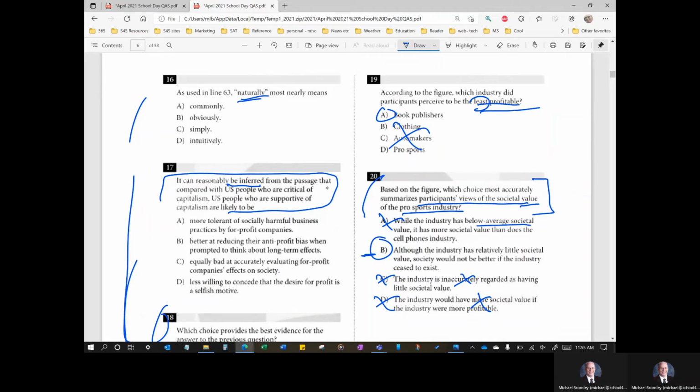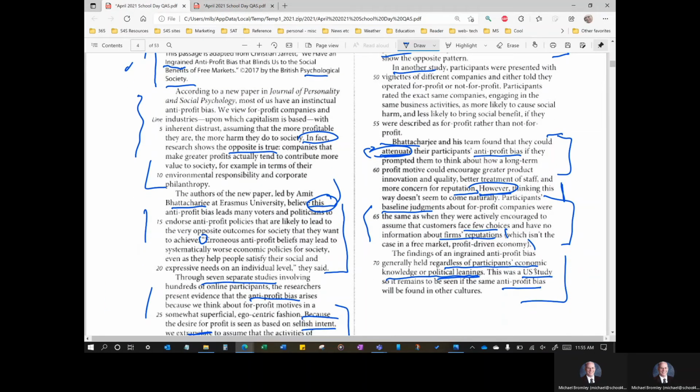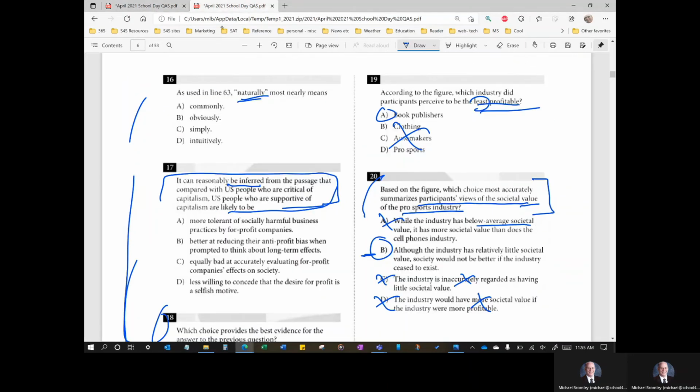We're inferring that compared with U.S. people who are critical of capitalism, U.S. people who are supportive of capitalism are likely to be something. And I think I know where we're going with this, because it said that people, regardless of their economic knowledge or political leanings, have that ingrained anti-profit bias. But we'll see if that's it. But let's go ahead and answer 63.